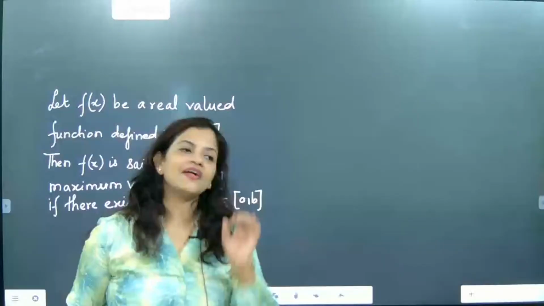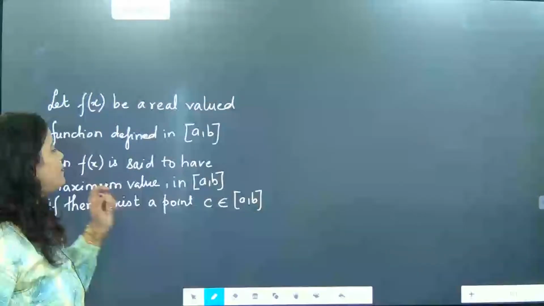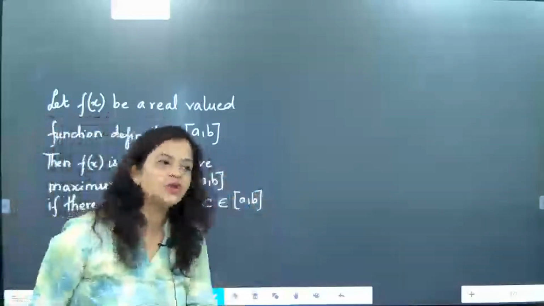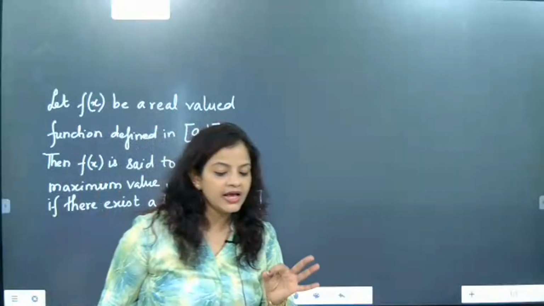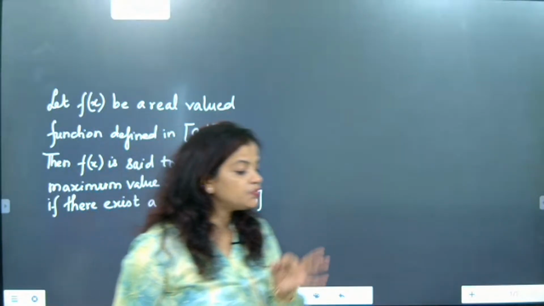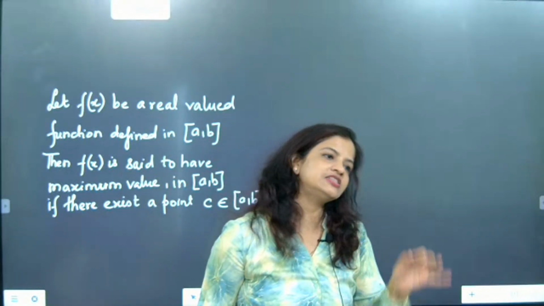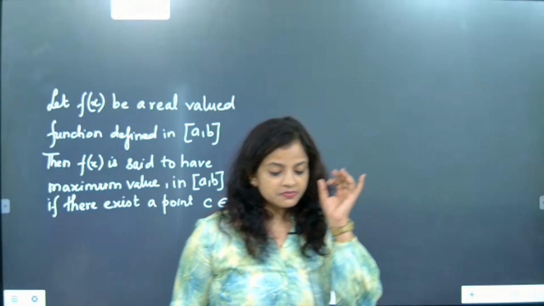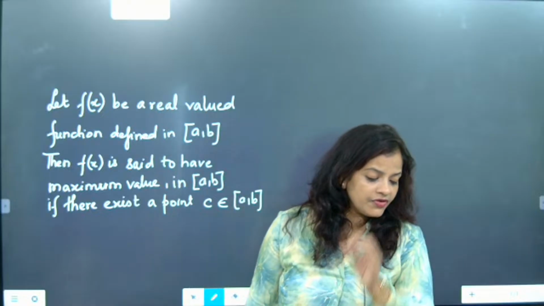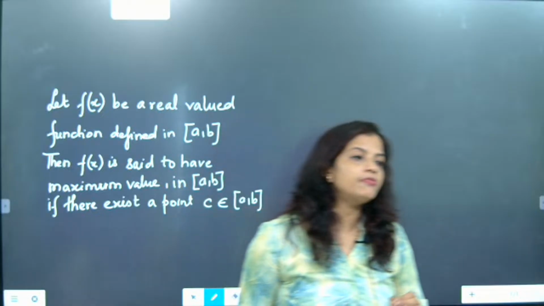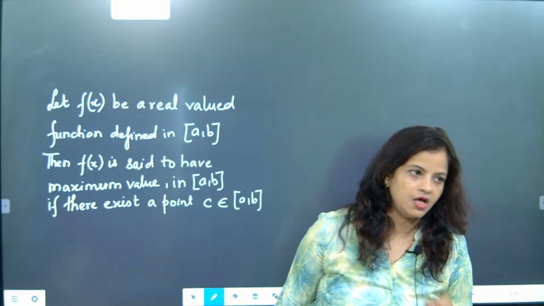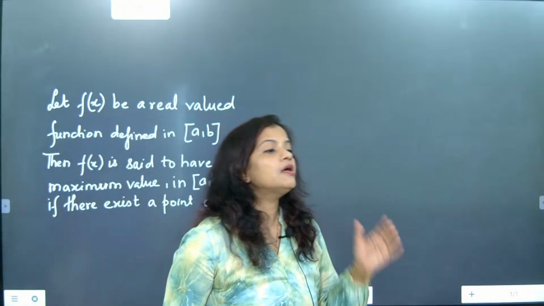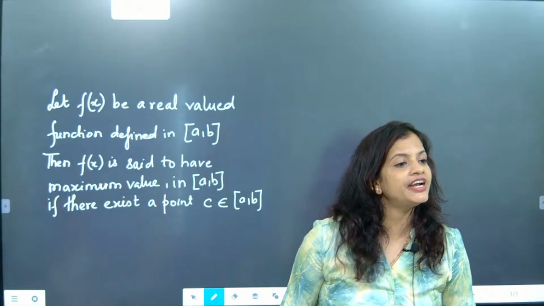And this maximum value will be coming exactly between the points. That means between A and B, one value of X will be there which will give the maximum value. Listen very carefully. Right now, what we are discussing is the maximum and minimum value of a function in its domain. So right now, we are not going to talk about local maxima, minima.